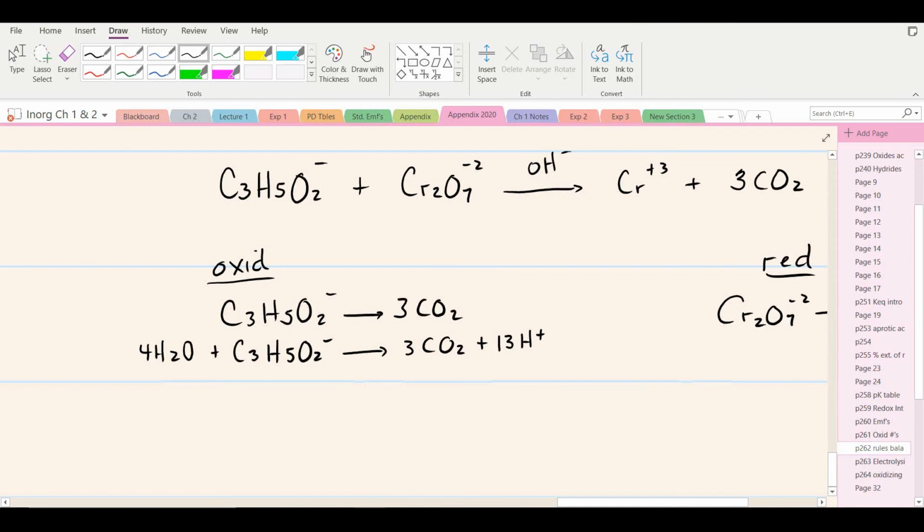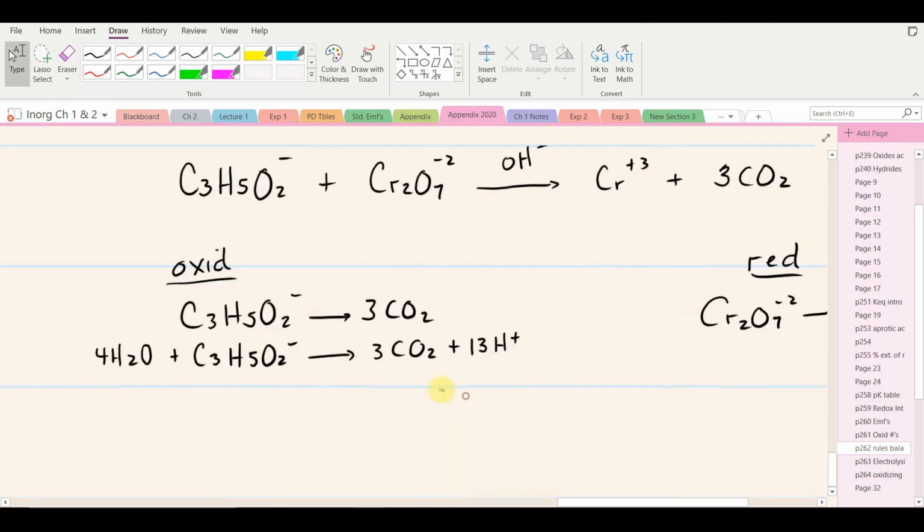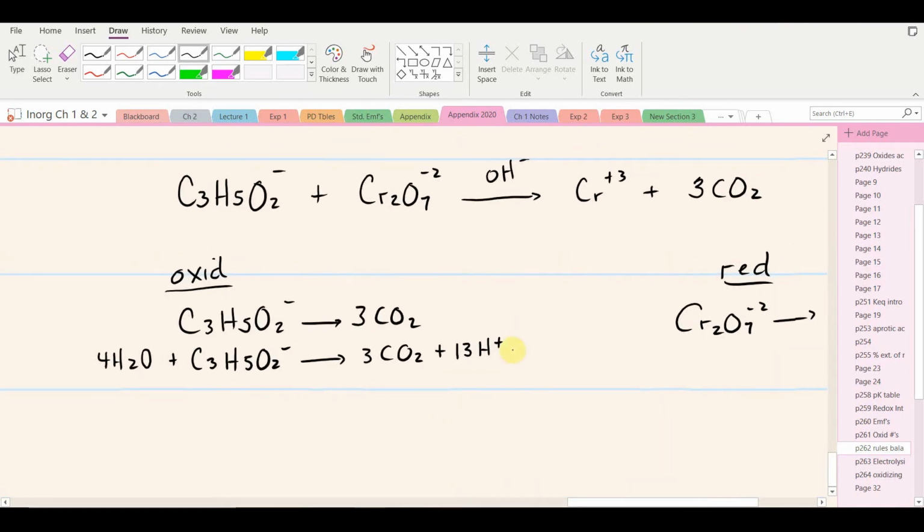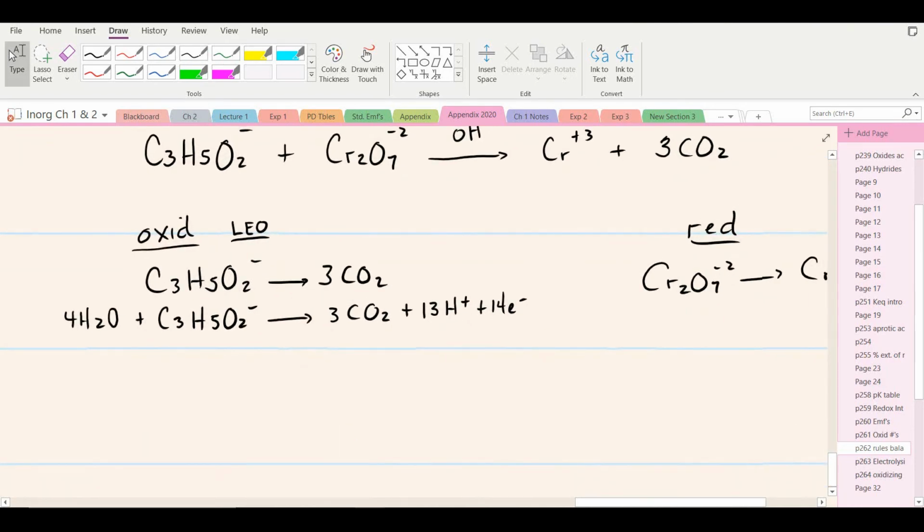We need to balance the charge. I have -1 on the left and plus 13 on the right. How do I make them equal? Only by adding negative charges. I'd have to add negative charges to the right-hand side. This would be plus 14 electrons. That way the right side is -1. Remember, oxidation is loss of electrons, so your electrons have to always appear on the right-hand side because they're being lost or produced. That should be balanced for charge and mass.